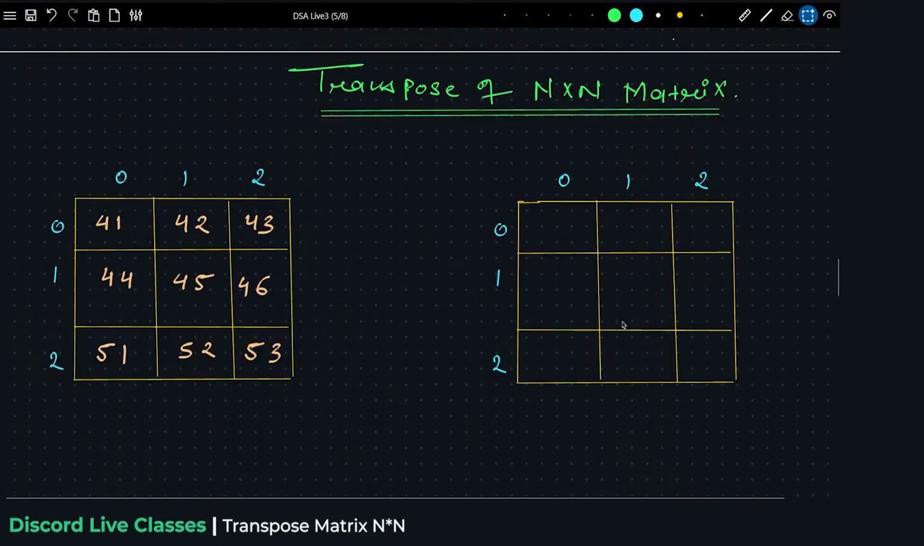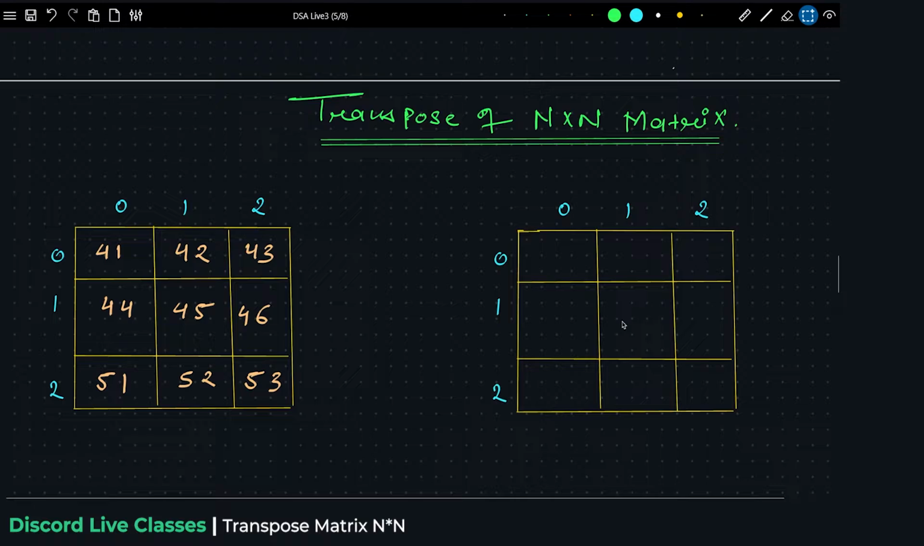Today we are here with another new topic. The topic is transpose of an n cross n matrix. You might ask me, Aditya, we have already done this particular problem in the previous class, so why are you teaching or explaining this problem again? So I just want to tell you a few words: try to read the problem carefully, what we did in the previous class and what we are going to do in this class.